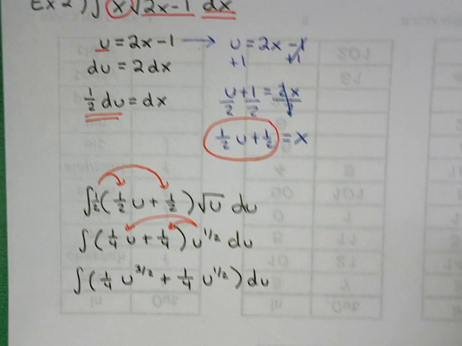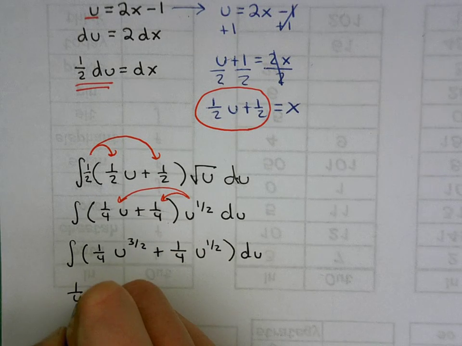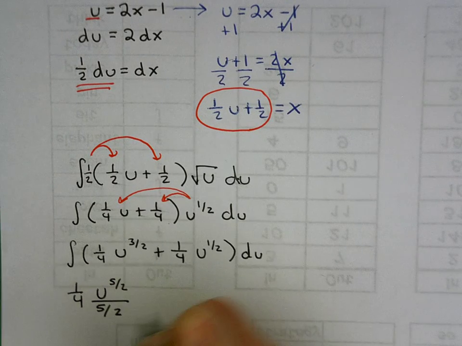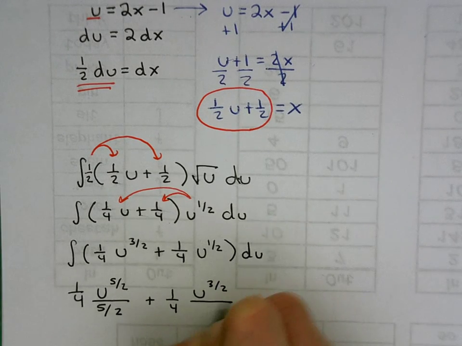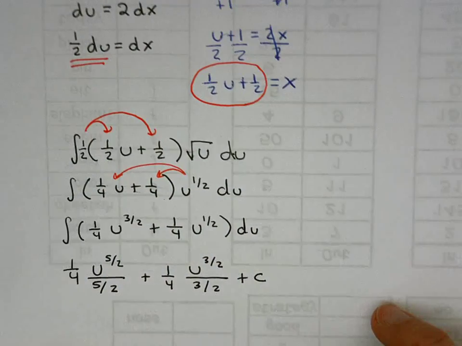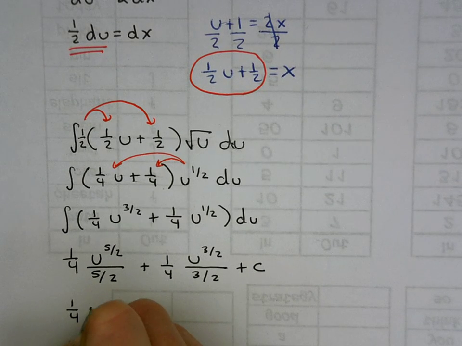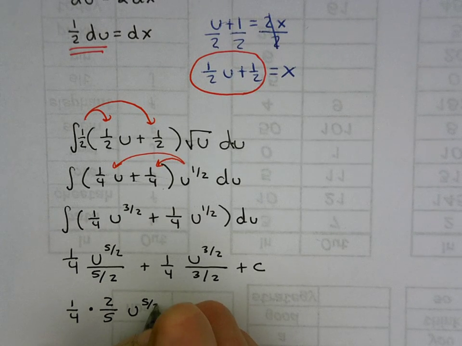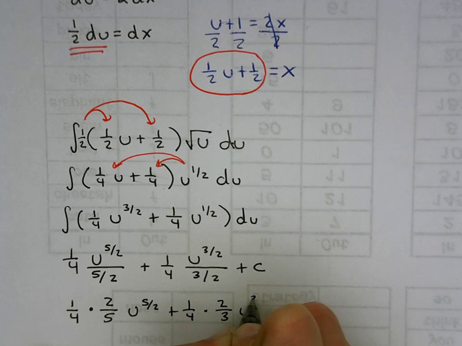And so now we can do our power rule. We are going to add 1 to the exponent, divide by that new exponent, add 1 to the exponent, divide by that new exponent. And then again, dividing by a fraction is the same thing as multiplying by its reciprocal. So we have 1/4 times 2/5 u to the 5/2 plus 1/4 times 2/3 u to the 3/2.